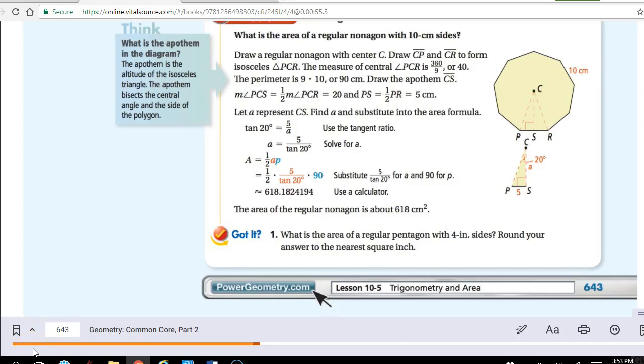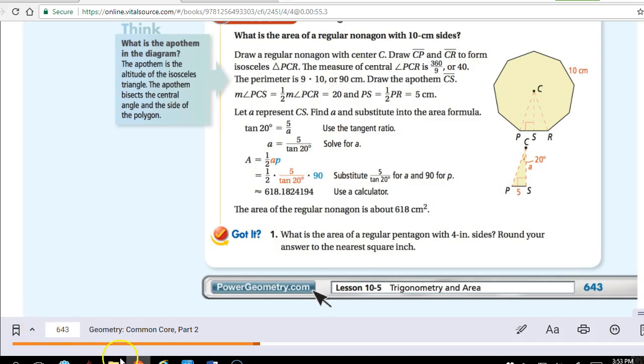Hello, we're looking at section 10-5 in your Geometry Part 2 textbook. This is found on page 643 in your textbook. Problem number 1 here is talking about finding the area of a regular nonagon, meaning in this case 9-sided, and each side is 10 centimeters.